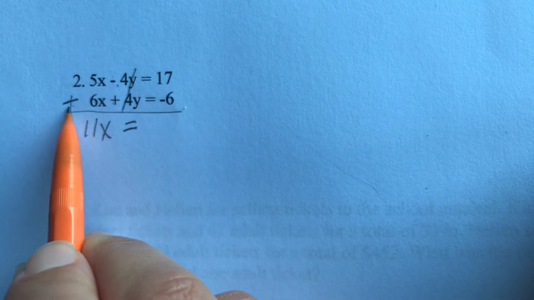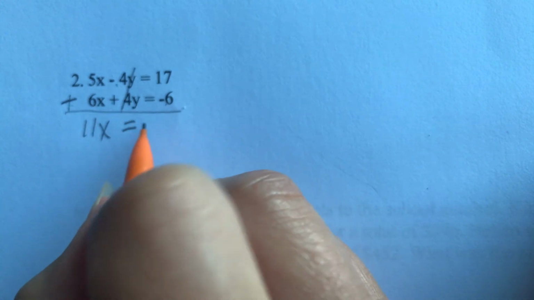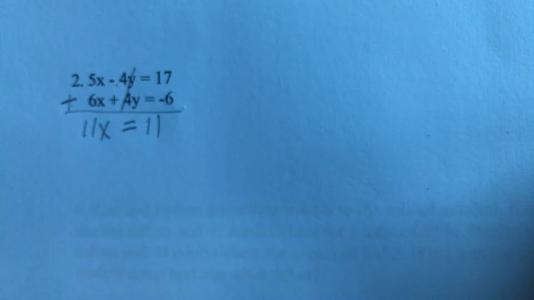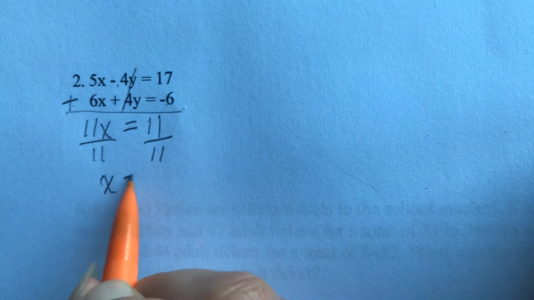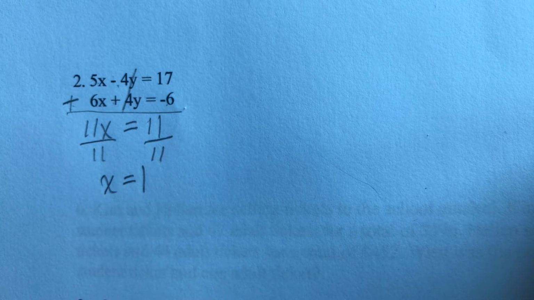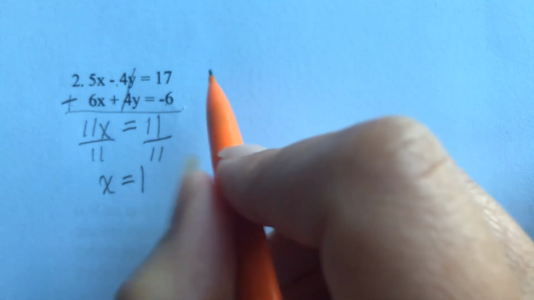17 plus a negative 6 is really just 17 minus 6. So we've got 11. Divide by 11. x equals 1. Now I've got to do part 3.